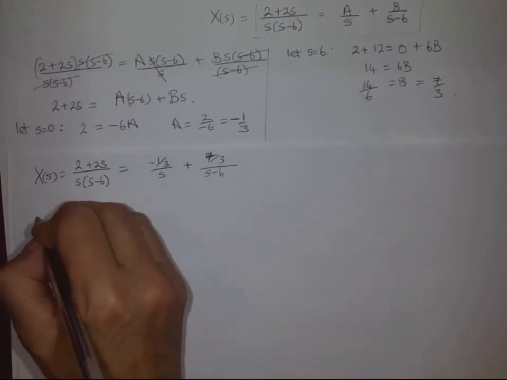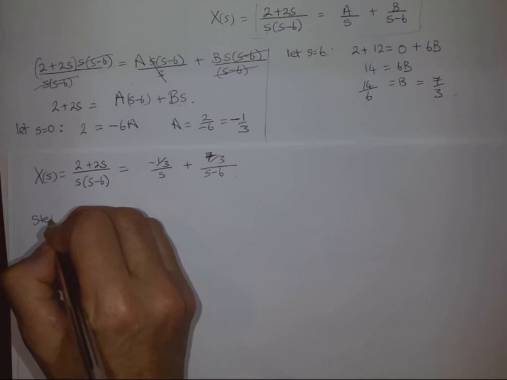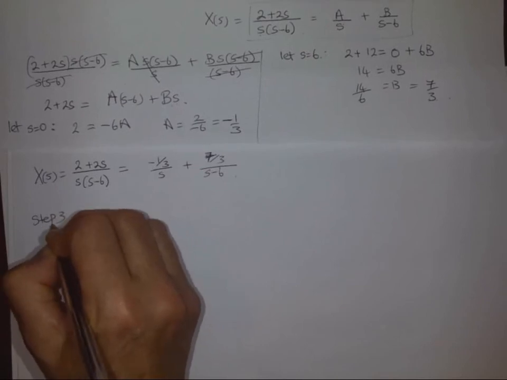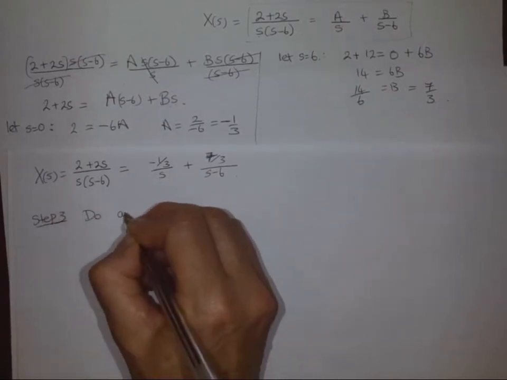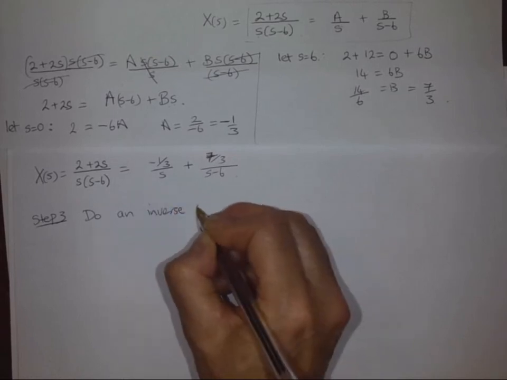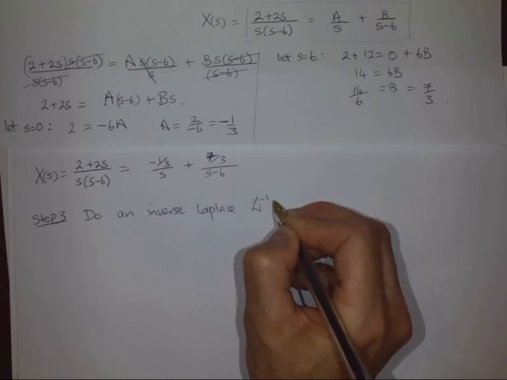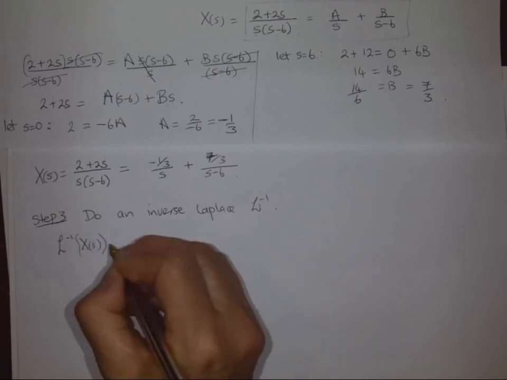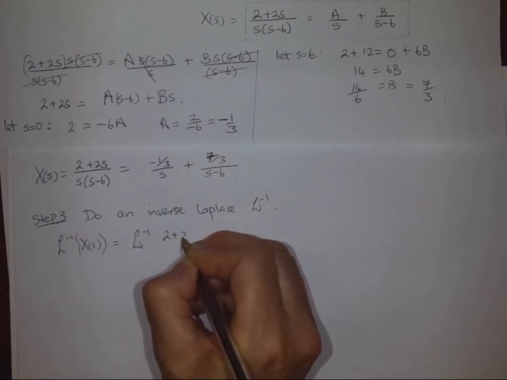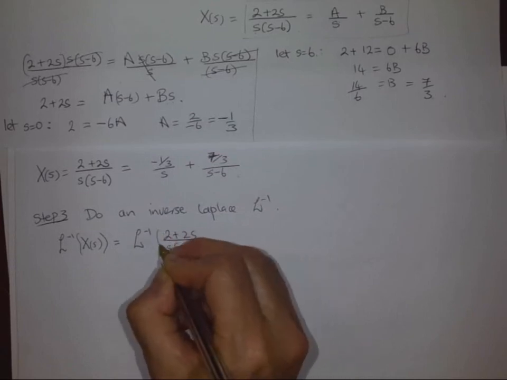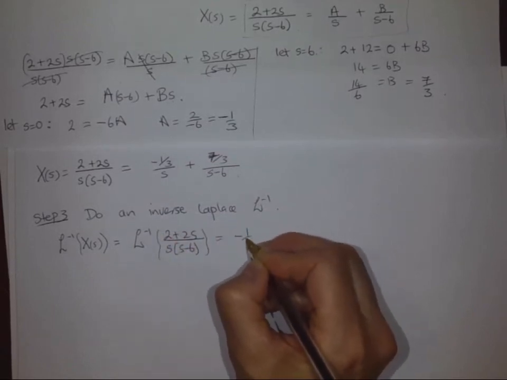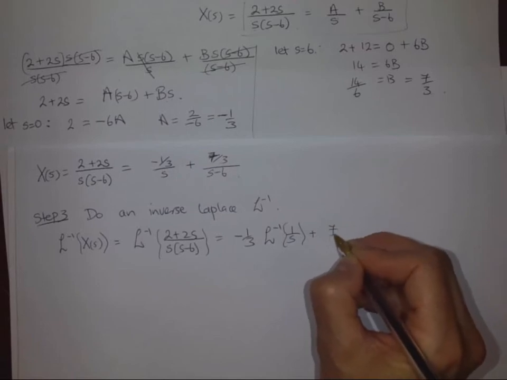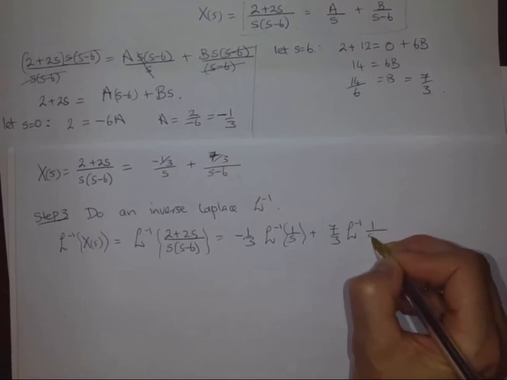So now step 3. Do an inverse Laplace. So if we do L to the minus 1 of X of s, that means L to the minus 1 of (2 plus 2s) over s on (s minus 6), which is minus 1/3, bring that outside, on L to the minus 1 of 1 over s, plus 7 over 3 on L to the minus 1 of 1 over (s minus 6).